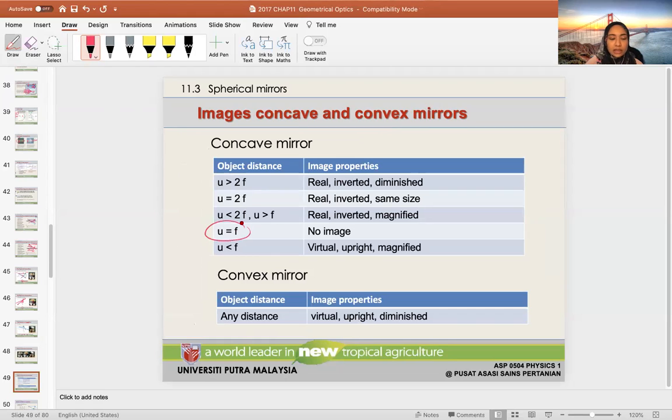If your U is at the focal point, there is no image formed. I haven't tried that one. What happens if it's at the focal point? Oh, indeed, no image can form. Okay, so this is something to highlight. No image formed if your object is exactly at the focal point.